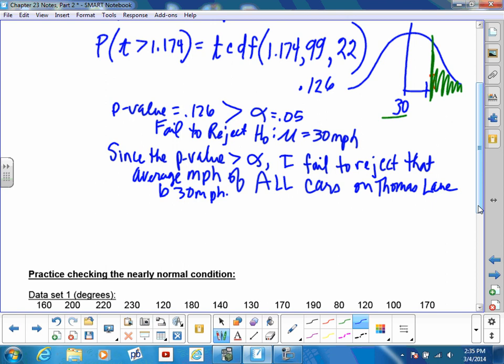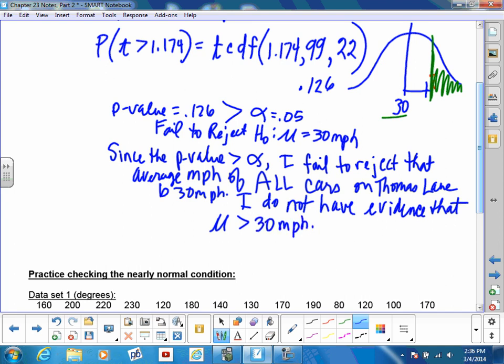So do I have evidence to take to the city council that the average is greater than 30 miles per hour? No, I do not have evidence that the average of all is greater than 30 miles per hour. So what do you do as a resident? Are you going to retake a sample until you get one that gives you the answer you want? No, you can't do that. Now, does that happen? Probably. But that's not supposed to be done.